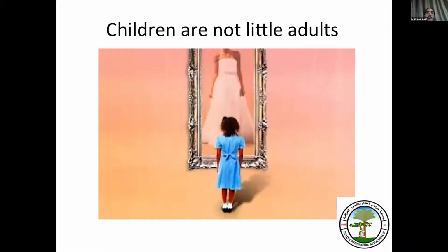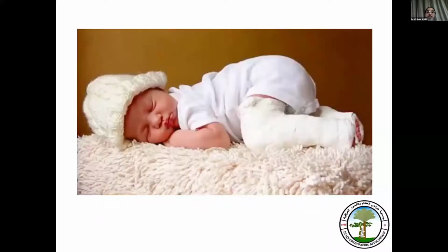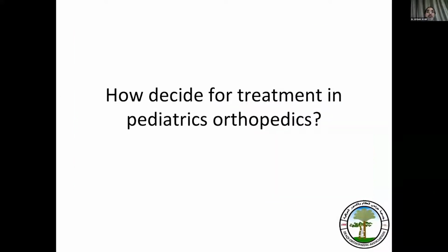We all agree that children are not little adults. Children are totally different, in everything, and we need to treat children differently from adults. If you are treating adults and children, we need to reset our brains each time and go right to the pediatrics or left to the adults. Children can accommodate anything. You can do any intervention on them, and they can sleep quietly. But the problem is that sometimes we do the work in the wrong way, and we need to know whether this is right or wrong. So who decides the treatment in pediatric orthopedics?